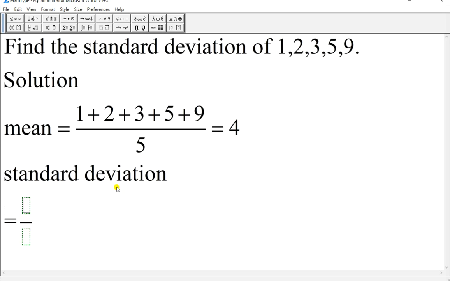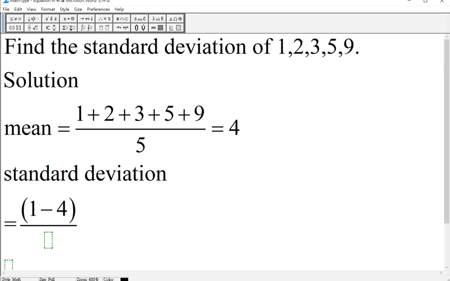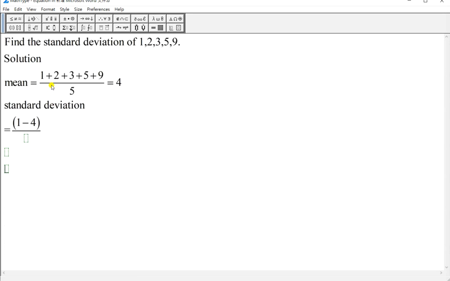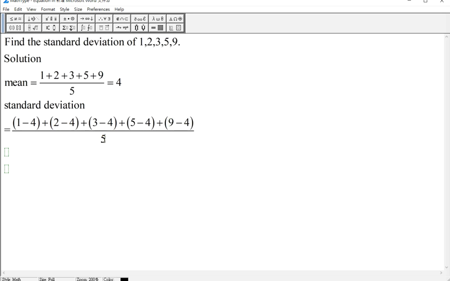This is the concept about the difference between every data and the mean. Because you want to know the dispersion of the data, that means how the data spread, we would like to compare every data to the mean. So there are 1 minus 4, plus 2 minus 4, plus 3 minus 4, plus 5 minus 4, plus 9 minus 4. Of course, there are 5 data, so we would like to take the average.